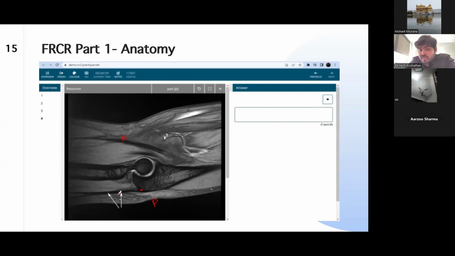So what is labeled here? This is the tendon of triceps, right? Tendon of triceps will give you the full 2 marks. If you just say triceps brachii, you'll get 1 mark. If you say biceps or something like that, you'll get 0 marks. So that is what it means.